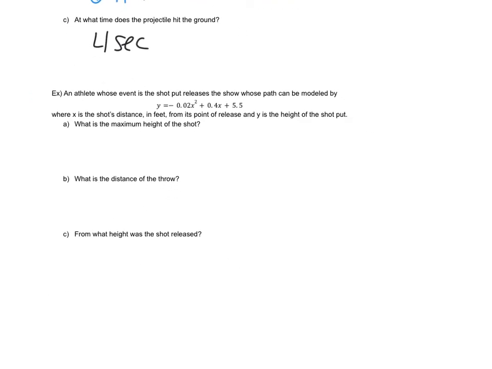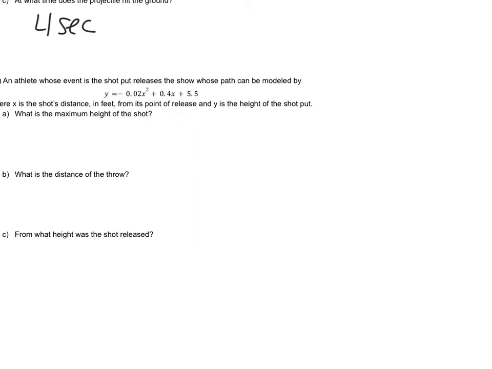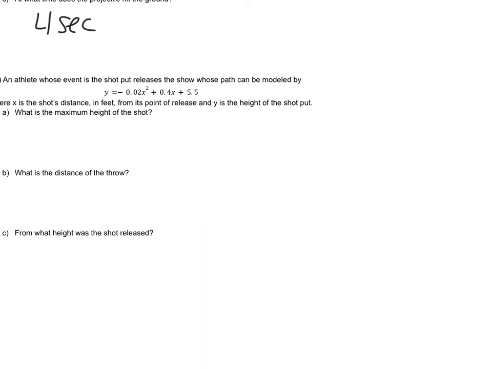An athlete whose event is the shot put releases the shot, whose path can be modeled by that equation. We have some decimals in there, that's okay. Where x is the shot's distance in feet and y is the height of the shot put. So I'm going to sketch a little graph. So this is the distance in feet. And then they said the y-axis is the height of the shot put. Okay, let's go ahead and find out all the stuff.